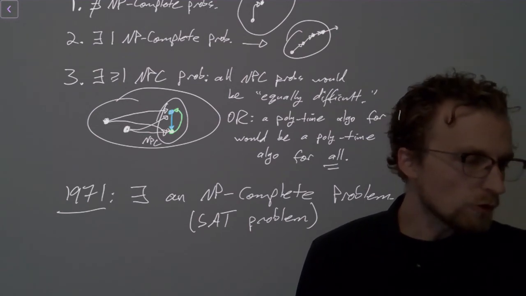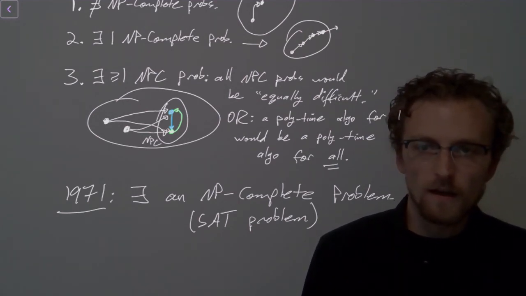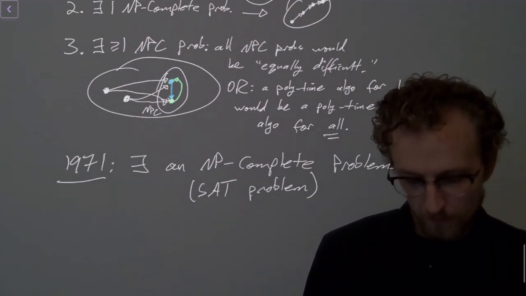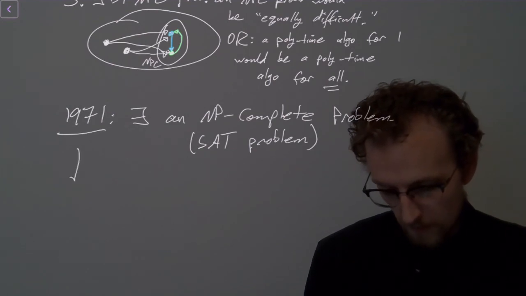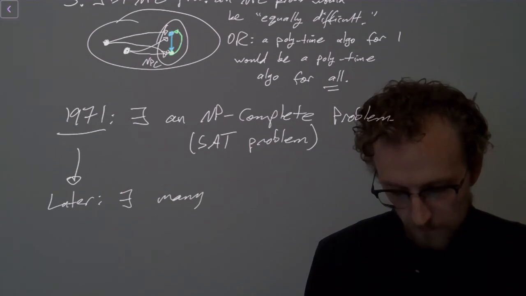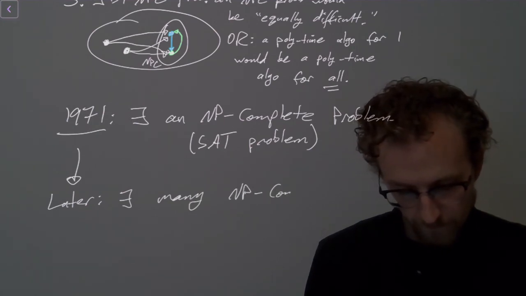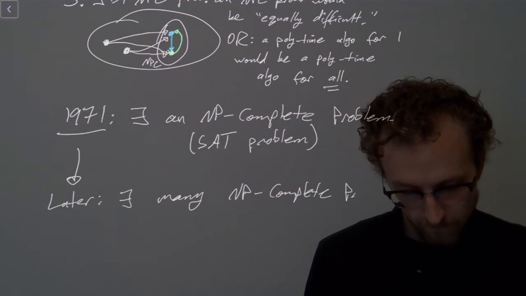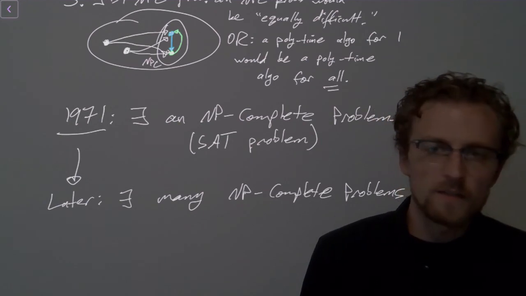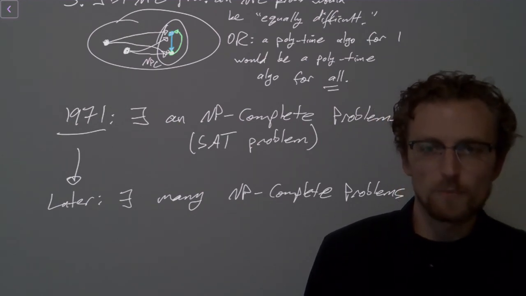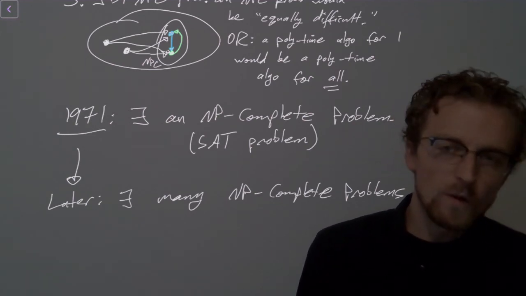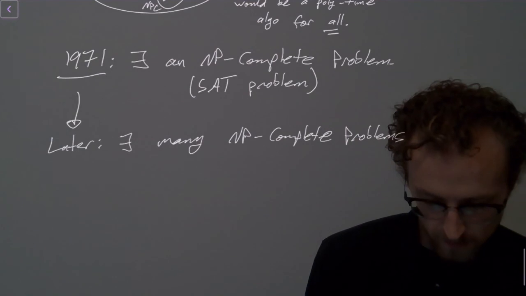So not too much longer after this, it was discovered that there are actually many NP complete problems. So later, there exist many NP complete problems. And to date, I don't know what the number is, but at least in the high triple digits of problems have been defined as NP complete problems. And we've run into a bunch of them, so we've already seen several of these.